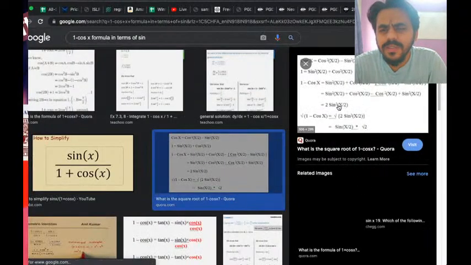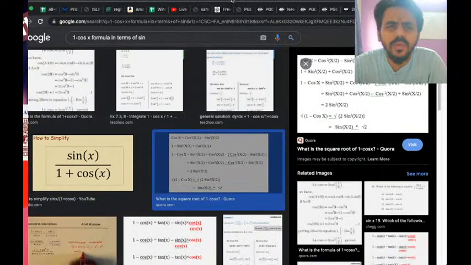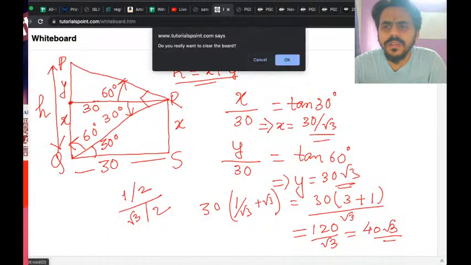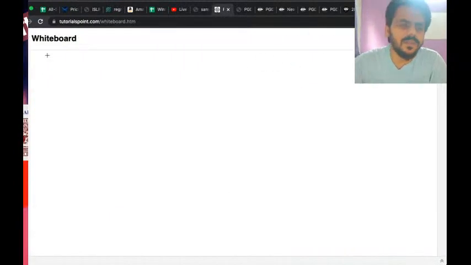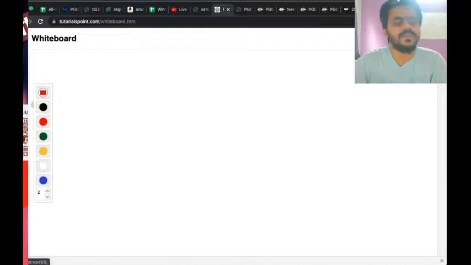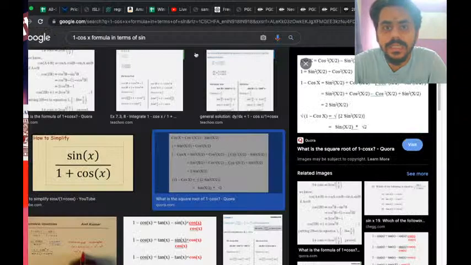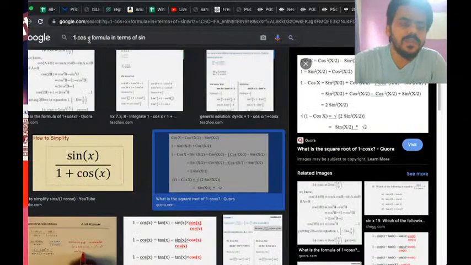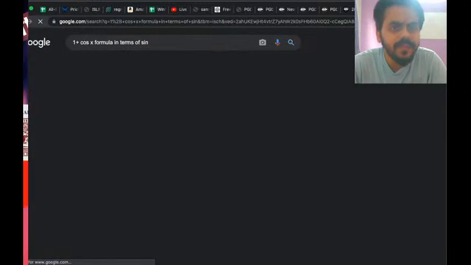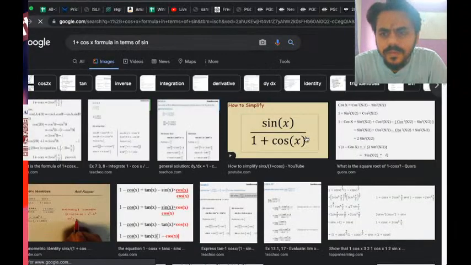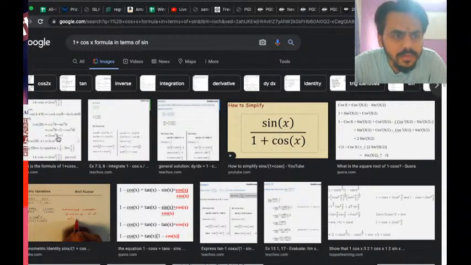Yeah, 1 minus cos x is 2 sine square x by 2. So let me first write that thing down over here. So 1 minus cos x is equal to 2 sine square x by 2. And now what is 1 plus cos x?